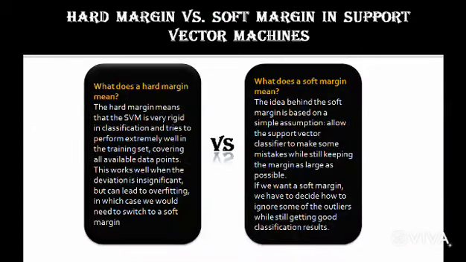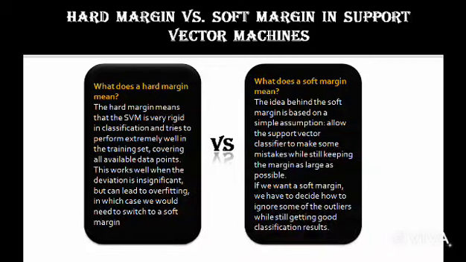Now let's see hard margin versus soft margin in support vector machines. What does a hard margin mean? The hard margin means that the SVM is very rigid in classification and tries to perform extremely well in the training set, covering all available data points. This works well when the deviation is insignificant but can lead to overfitting, in which case we would need to switch to a soft margin.